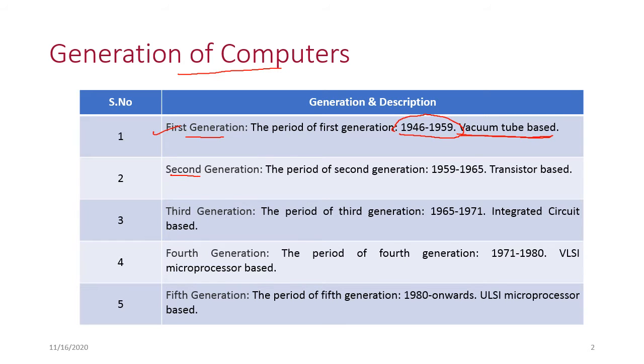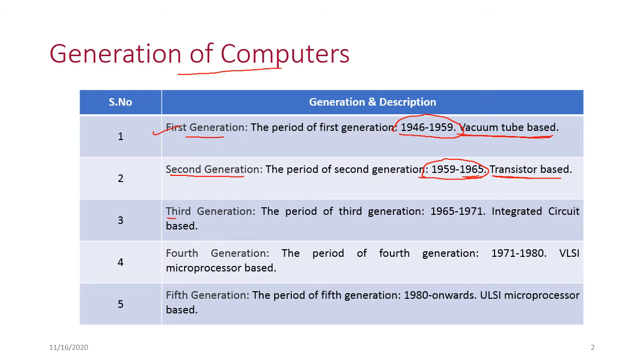And next one is the second generation. This is the advancement of the first generation. The period of the second generation was 1959 to 1965, and those computers were transistor based computers, and the size of those second generation computers was somewhat smaller than the previous, that is the first generation computer.